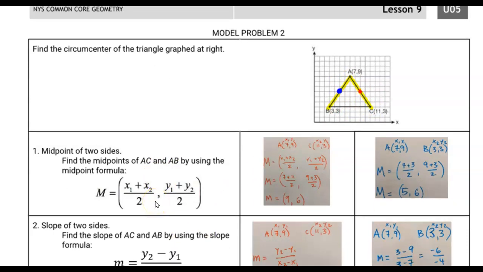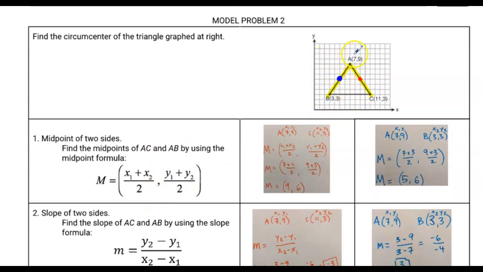Next, we're supposed to find the slopes of the two sides. We're going to find the slope of AB and the slope of AC. The reason we're finding those slopes is because we need perpendicular bisectors. The bisectors are going to go through these midpoints, but if they're perpendicular, they're going to have right angles. They're going to have negative reciprocal slopes.